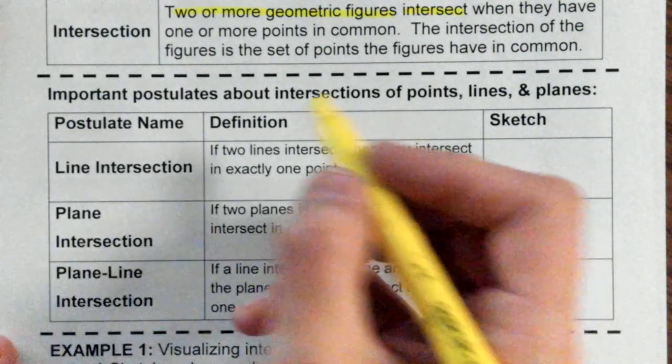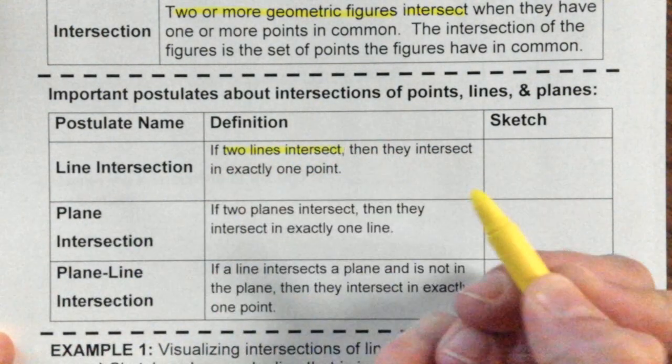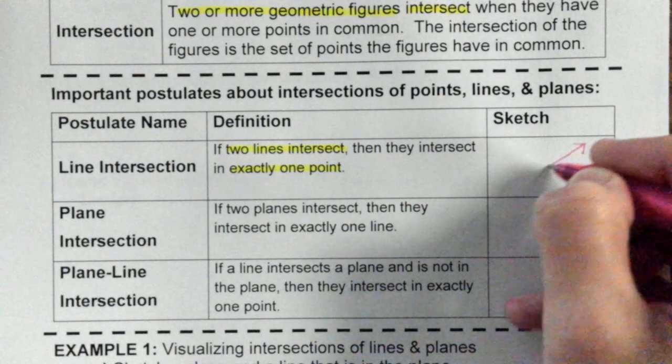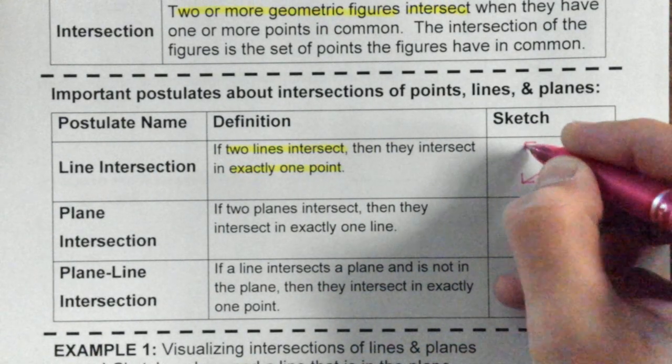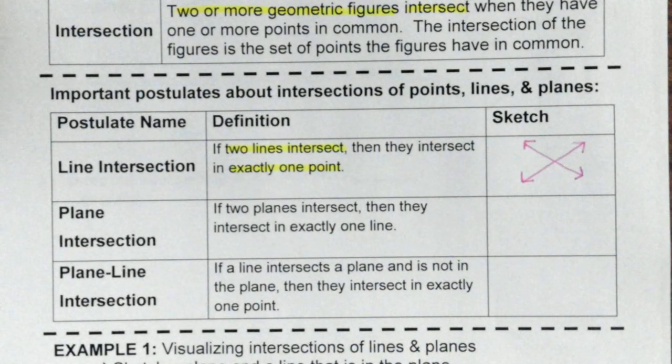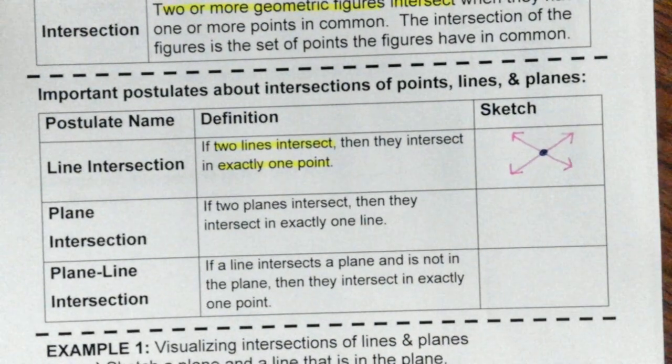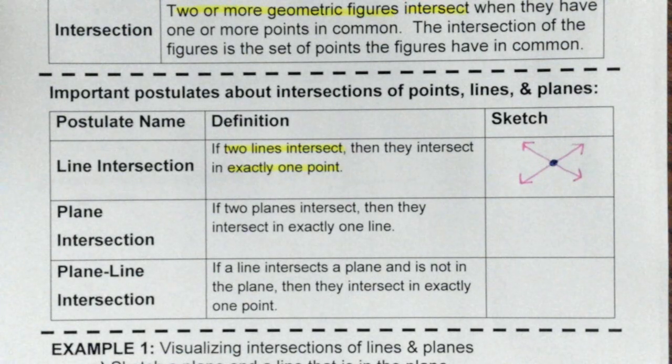Your line intersection states that if you have two lines that intersect, they intersect at exactly one point. And we'll draw a sketch of this. So if we have two lines, we'll draw them in. They're going to intersect. What ends up happening is that intersection right there is exactly 1 point. That's what that means.